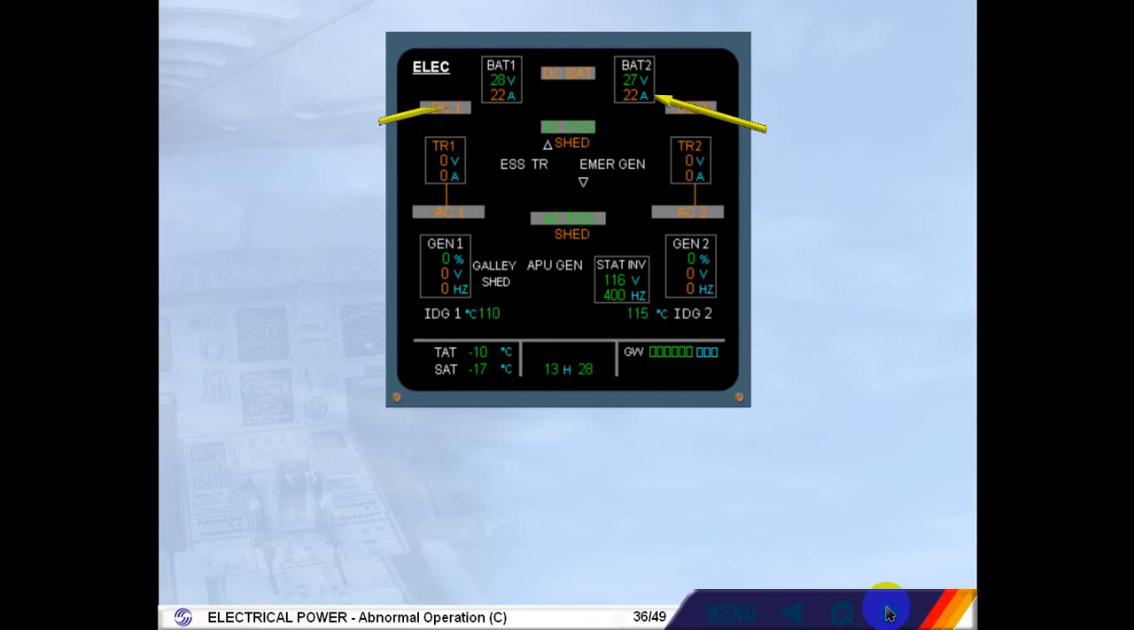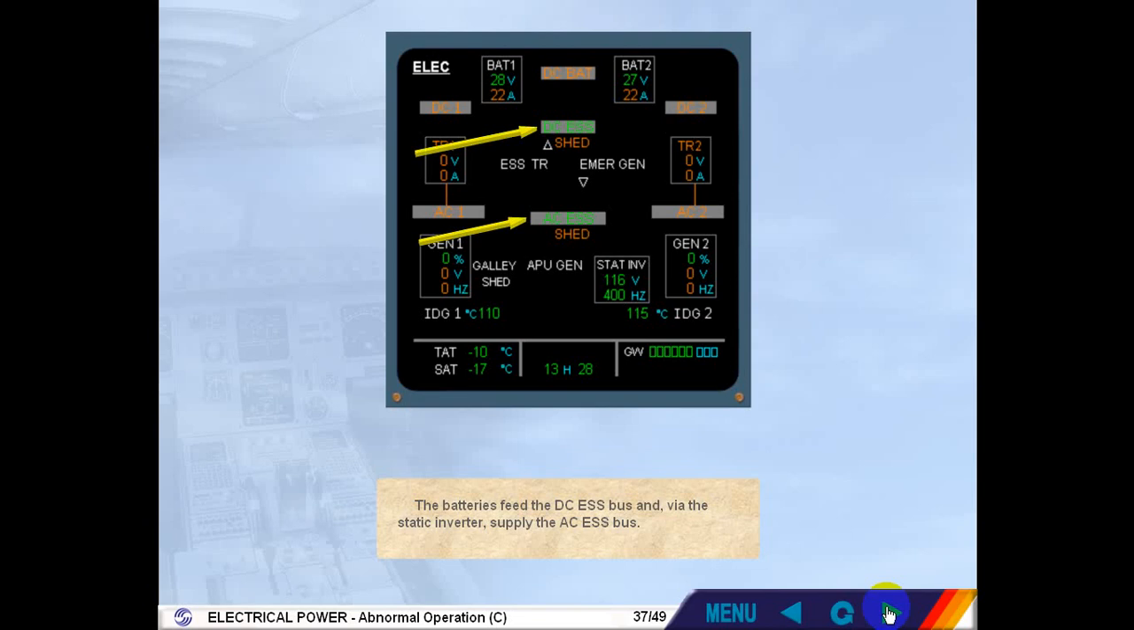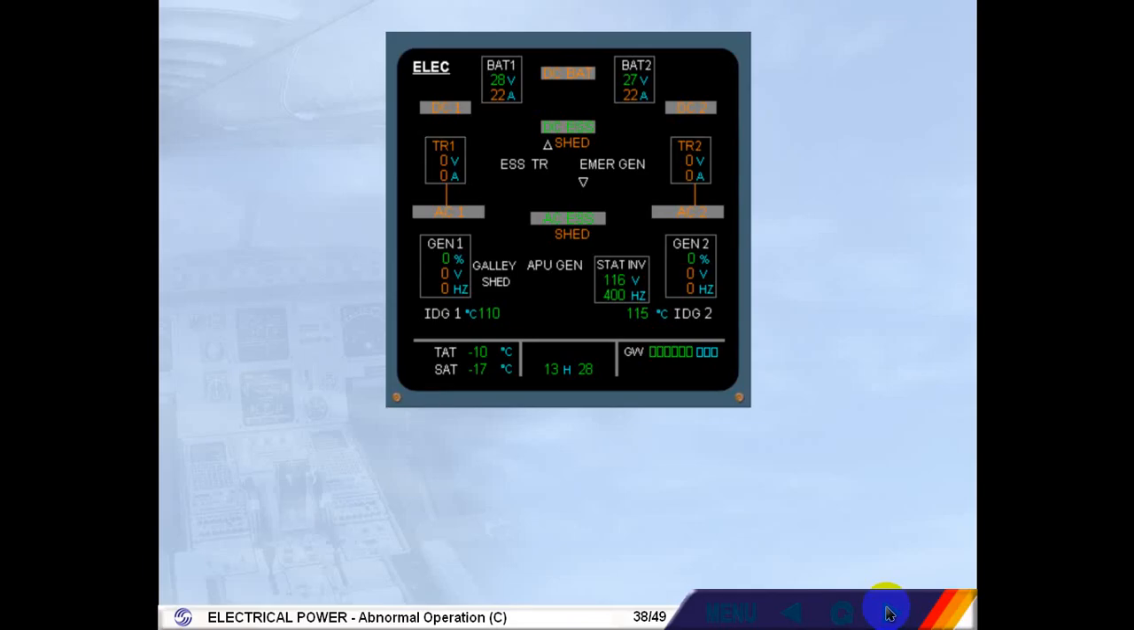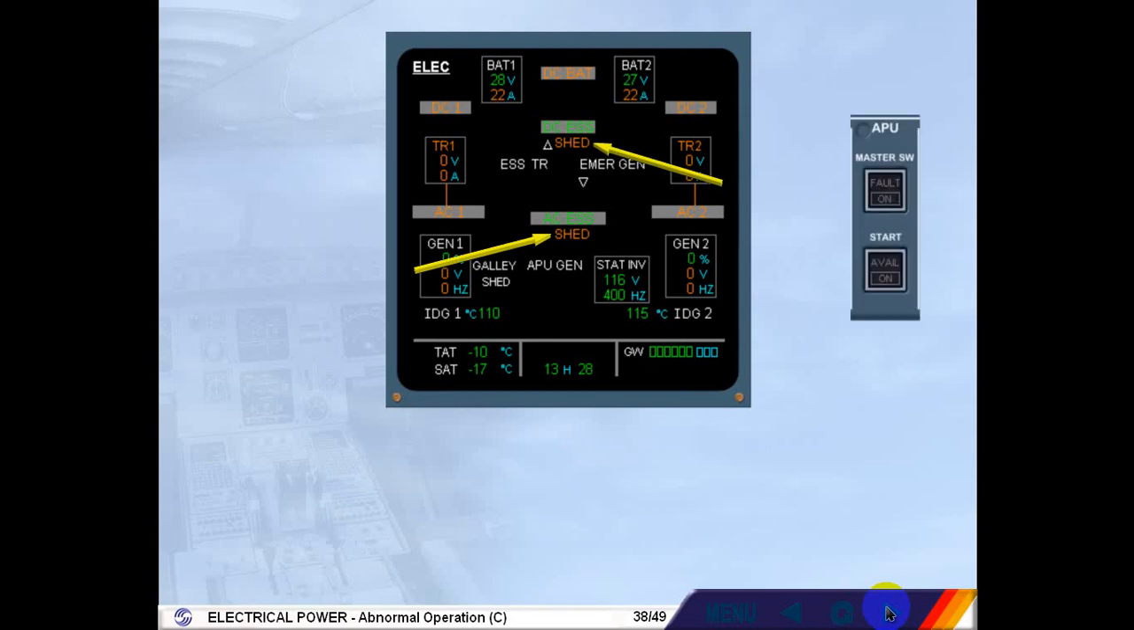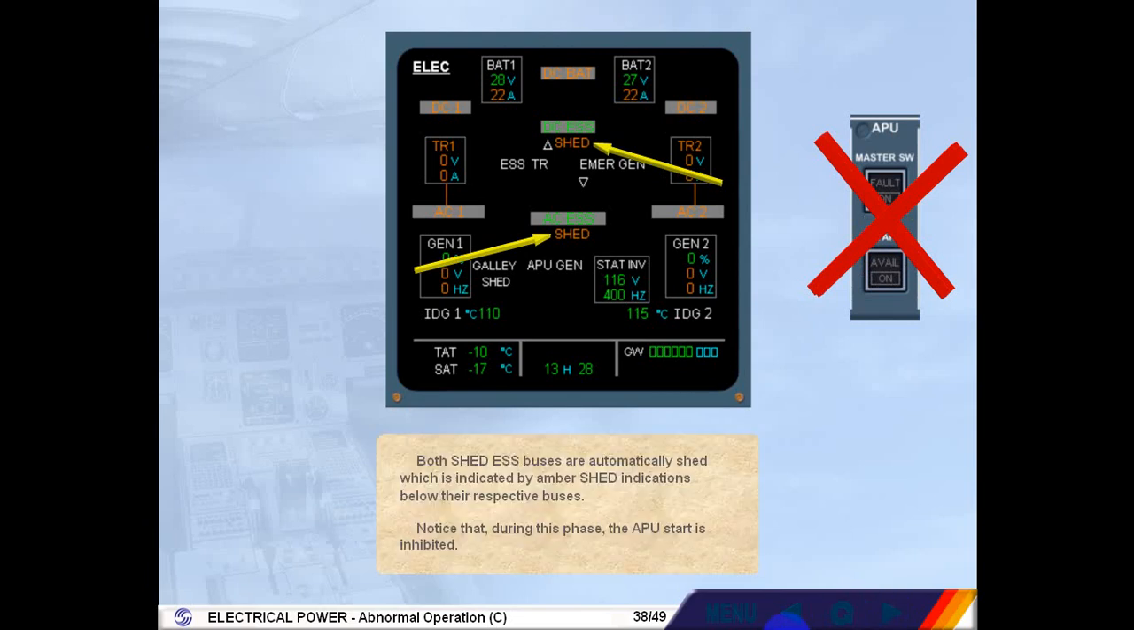As the battery discharge current is high, the current indications are displayed in amber. The batteries feed the DC essential bus and, via the static inverter, supply the AC essential bus. Both shed essential buses are automatically shed, which is indicated by amber shed indications below their respective buses. Notice that during this phase, the APU start is inhibited.